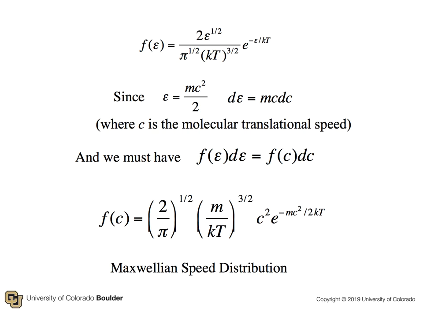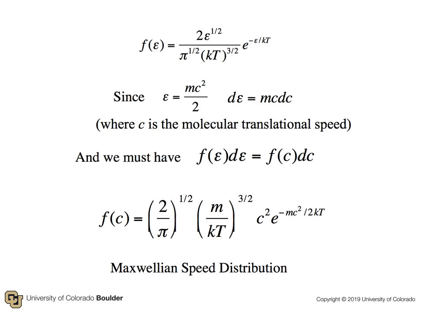Now, the translational energy is 1/2 mc squared, or v squared, depending on your notation. Typically, when talking about molecular or atomic speeds, individual speeds at the microscopic level, we use the term c for speed. So epsilon is equal to mc squared over 2. Therefore, d epsilon is mc dc. And if you want the speed distribution, which is where I'm heading here, you have to have that f of epsilon d epsilon is equal to f of c dc. And if you do that, you get the so-called Maxwellian speed distribution.